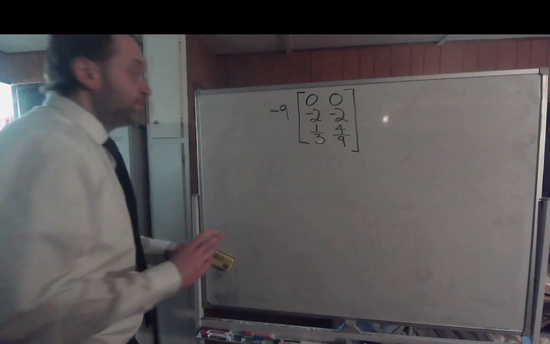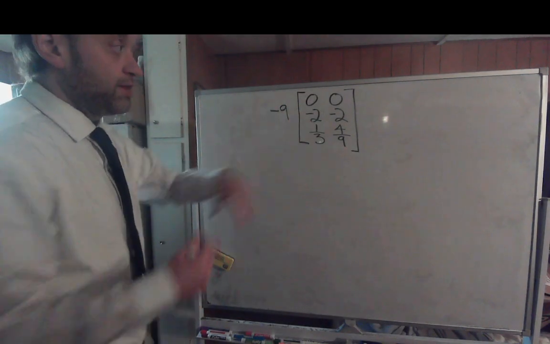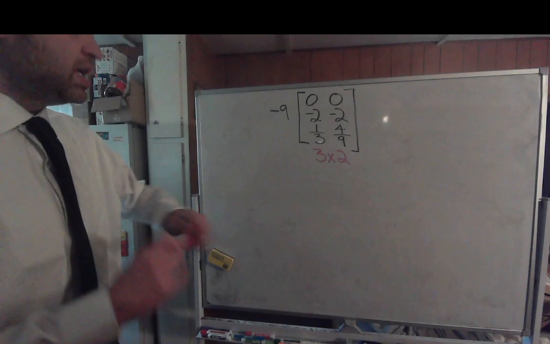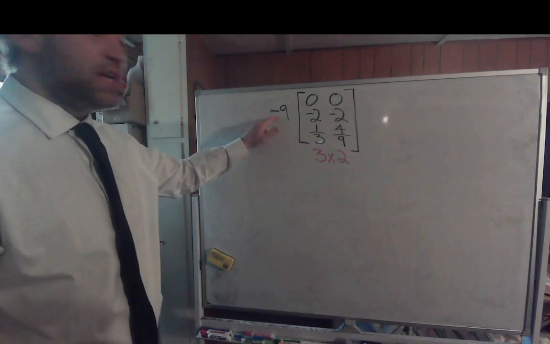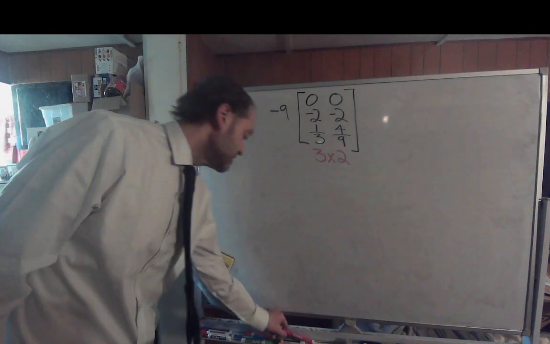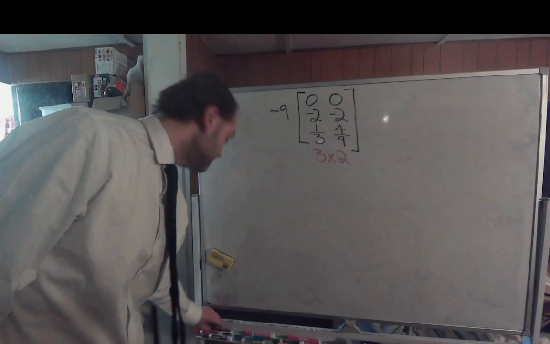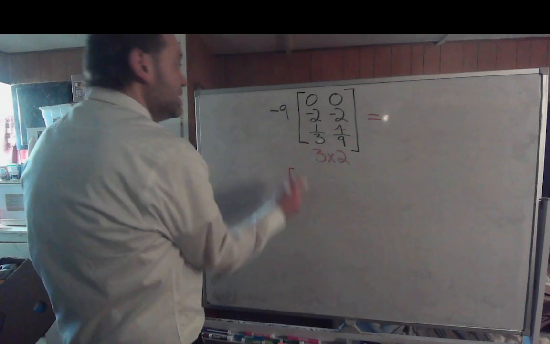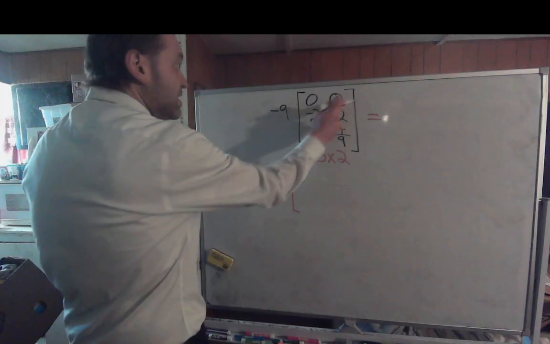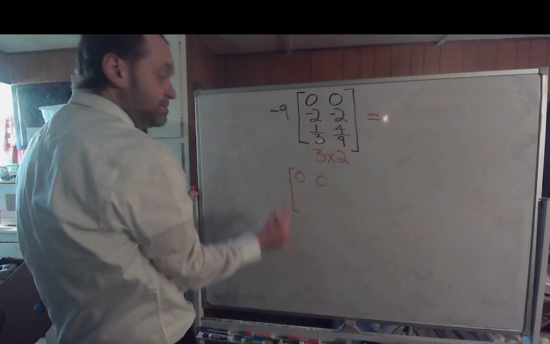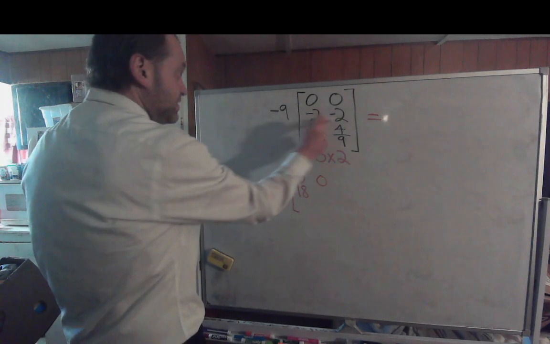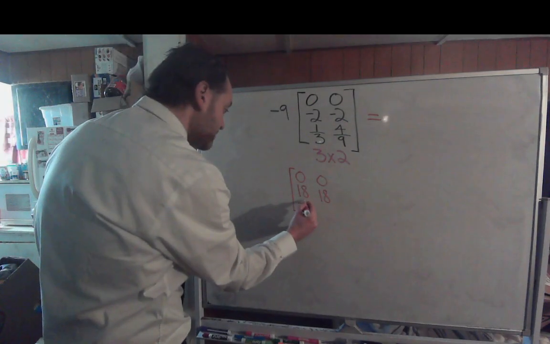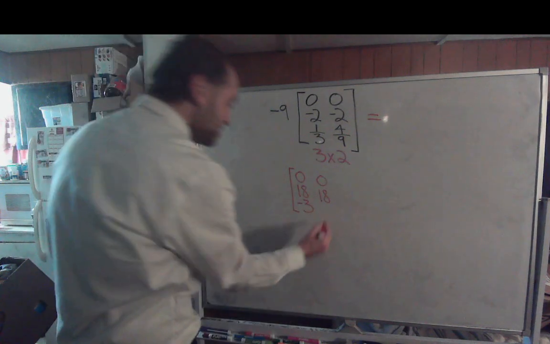Well, if it helps you, let's determine the order of the matrix. It's 3 rows by 2 columns. This is a 3 by 2 matrix. So multiplying this matrix by the scalar multiple of -9 will not change the order of the matrix. So why don't we go ahead and do the multiplication? If I multiply every entry by -9, -9 times 0 is still 0. -9 times 0 is 0. -9 times -2 is positive 18. -9 times -2 is also positive 18. -9 times 1/3 would be -3. -9 times 4/9 would end up being -4.